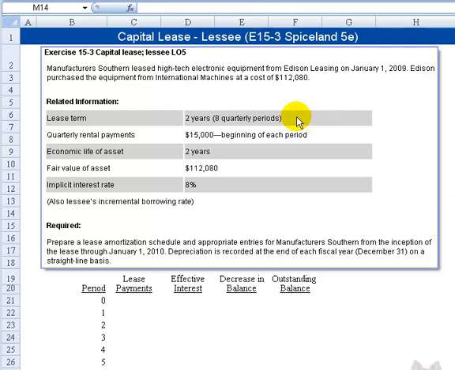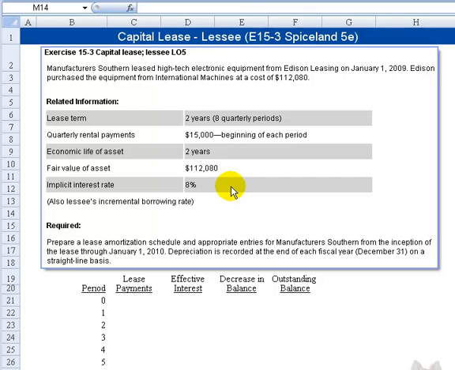To the left of my mouse there, the lease term is 2 years and there's 8 quarterly payments. The quarterly rental payment is $15,000, which has to be made at the beginning of each period. The economic life of the asset is 2 years. The fair value of the asset is equal to the amount of the lease transaction, $112,080, and the implicit interest rate is 8%, which is also the lessee's incremental borrowing rate.